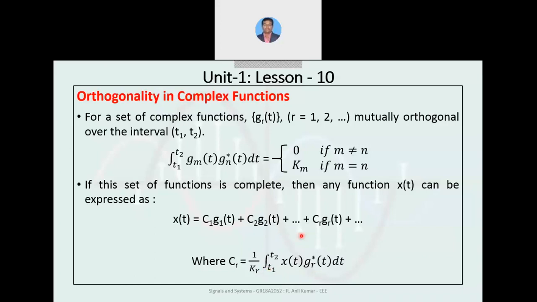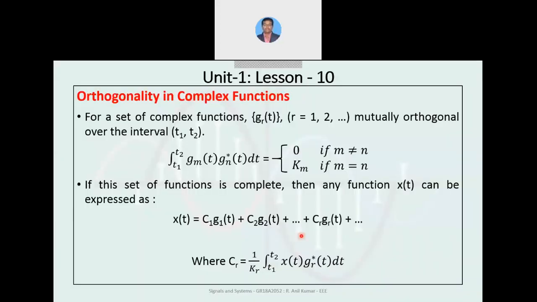Please remember the signals or vectors that are being represented, how they are going to be orthogonal, and on what conditions we are going to make them orthogonal. This is how we discuss it, and that is how lesson 10 will be completed.